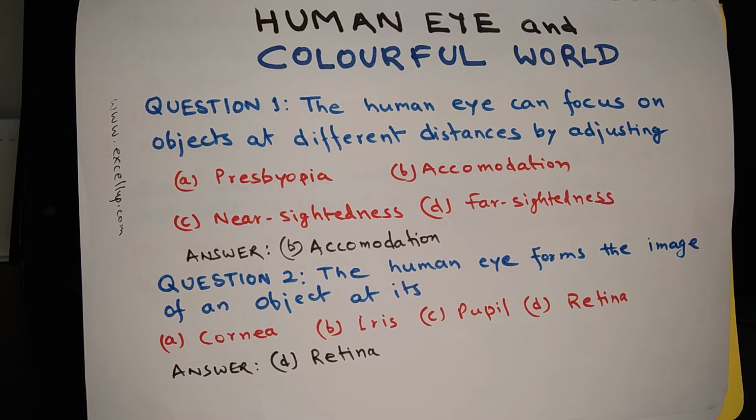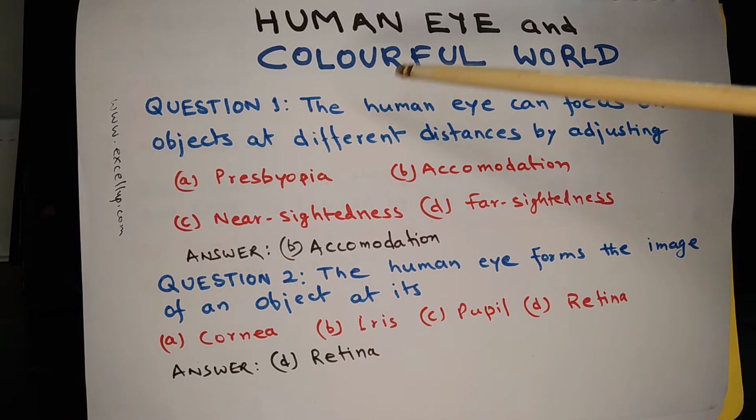In this video, you will learn the solution of NCERT questions from the chapter Human Eye and Colorful World. These questions have been taken from the NCERT textbook of class 10 science. So let us begin with question 1.